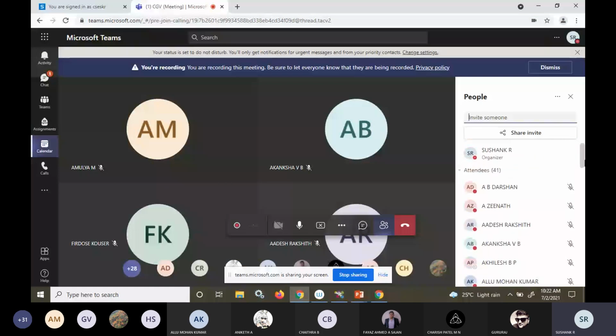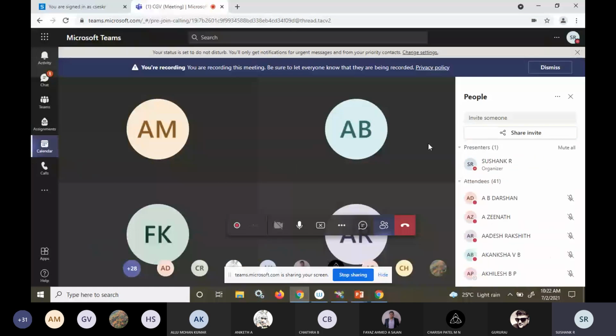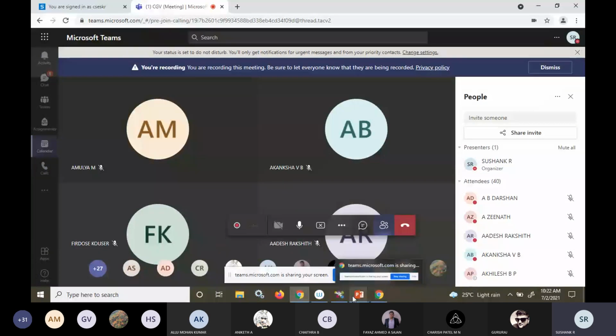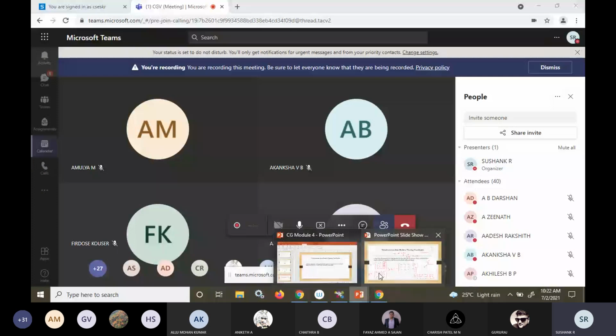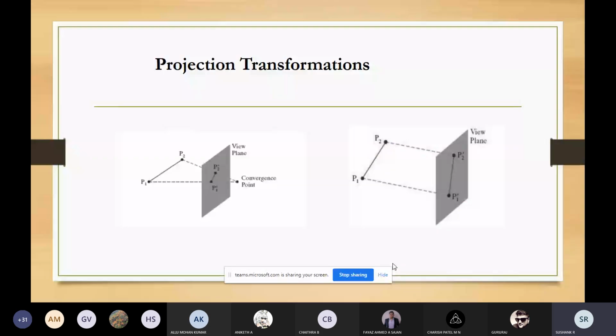Okay, so this is regarding the transformations. So what is the next process that is involved? Translation transformation is done. Next, we are going to talk about the projections.